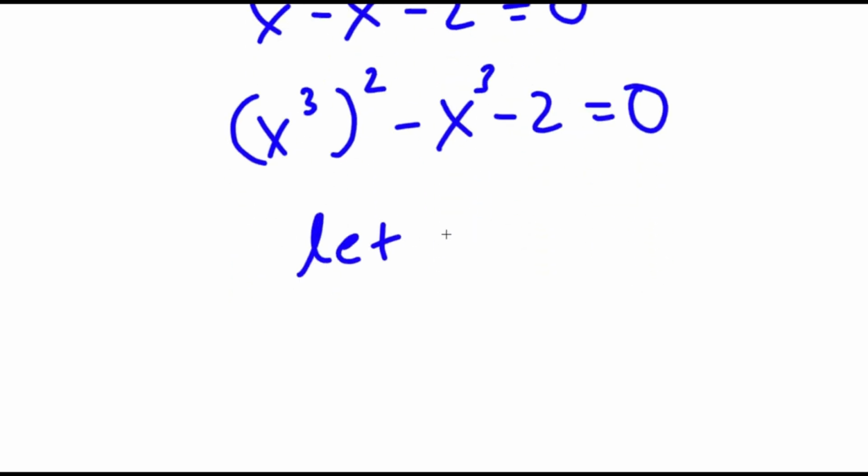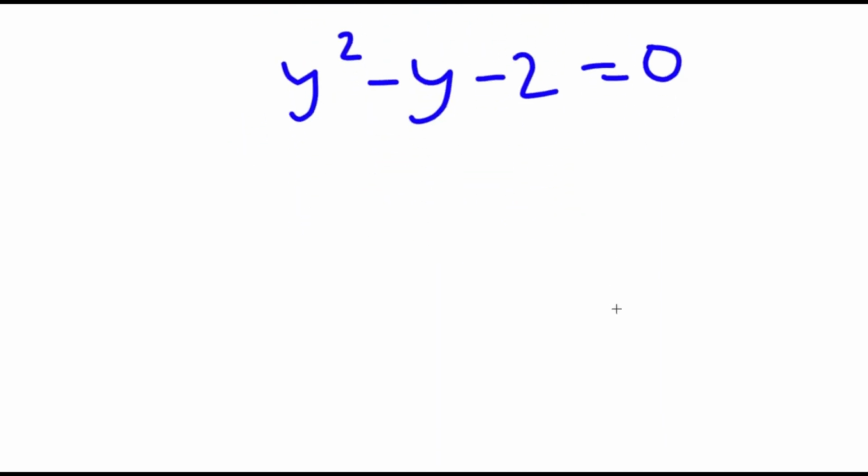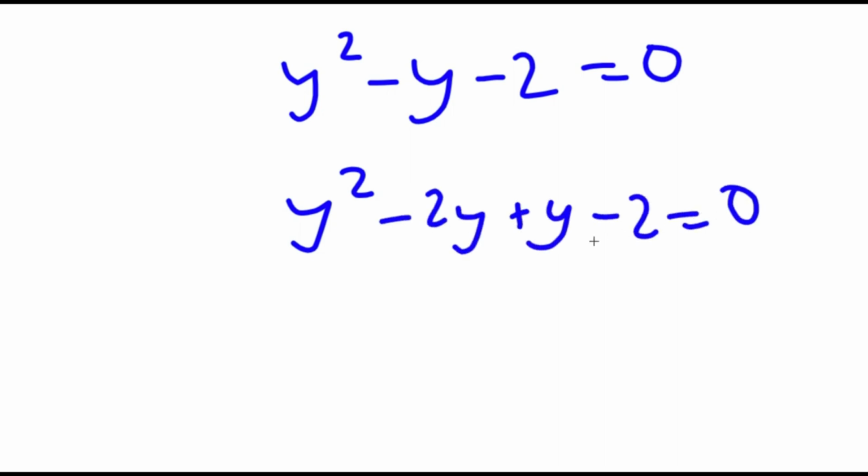Now I'm going to let x to the power of 3 equal to the variable y. So now if I substitute y for x to the power of 3, I get y squared minus y minus 2 is equal to 0. So now I'm going to factor this by rewriting this as y squared minus 2y plus y minus 2 is equal to 0.